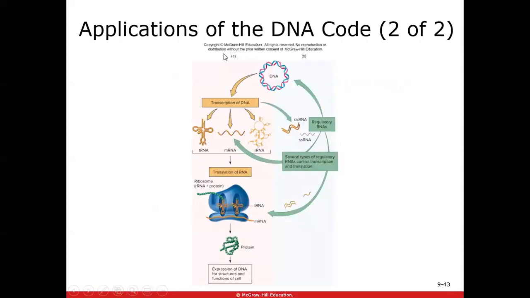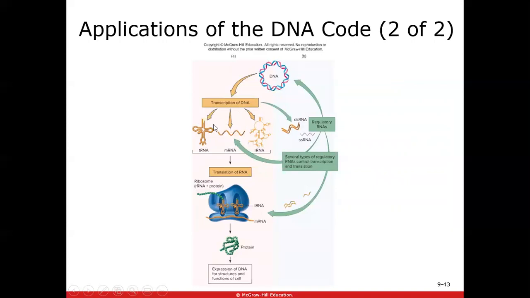So here, let's look at this picture. This is a DNA that we're starting with. You have transcription of DNA, and that forms messenger RNA. Look for transcription of DNA. And it will also form transfer RNA and ribosomal RNA. So in transcription, you'll form the different types of RNA.